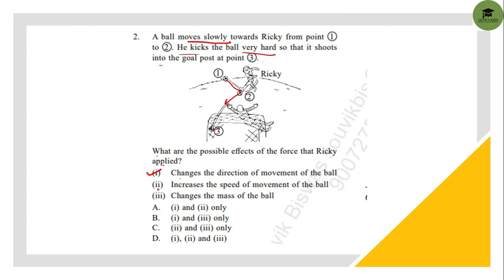In option 2, increase the speed of movement of the ball. Yes, the ball moved slowly and he kicks very hard, so it increases the speed of movement of the ball. Changes the mass of the ball. Here the mass does not change, the ball's mass is not changed, so this is the incorrect one. So option 1 and option 2 are correct. So option A is your correct answer. Okay.